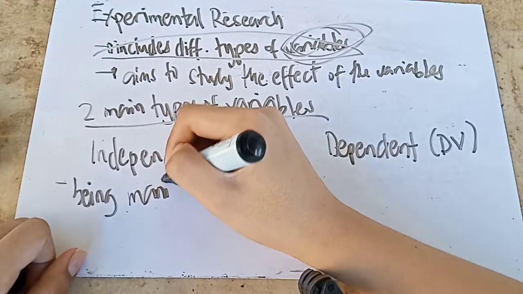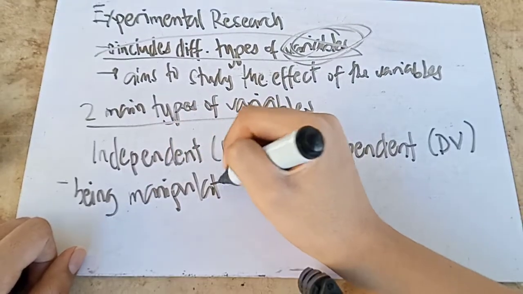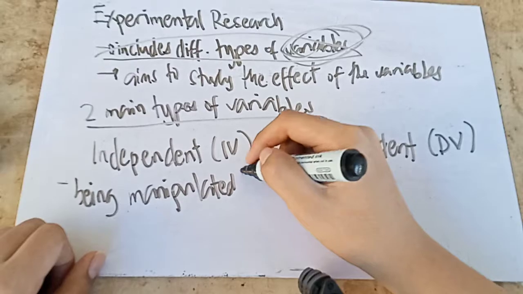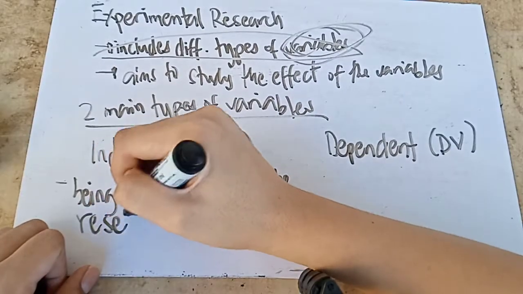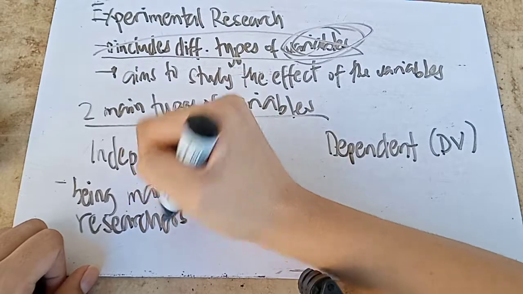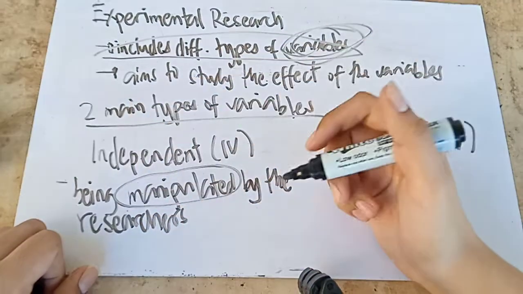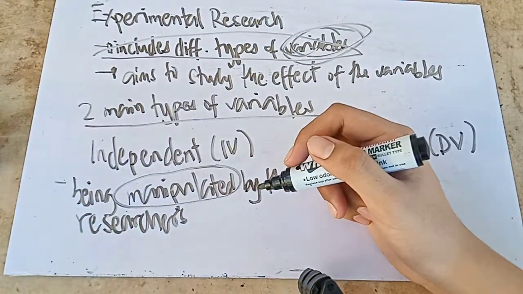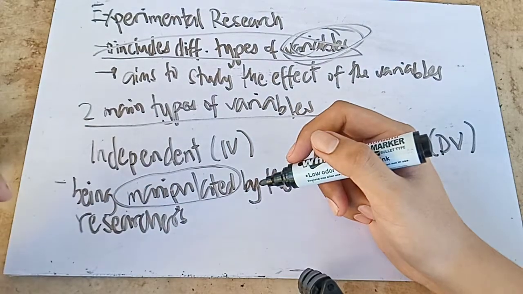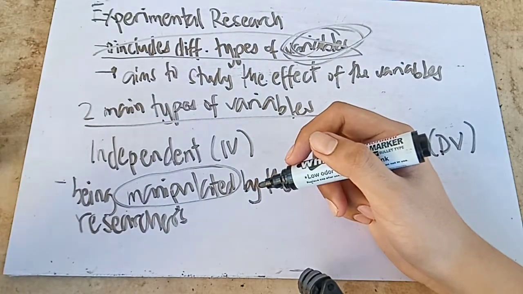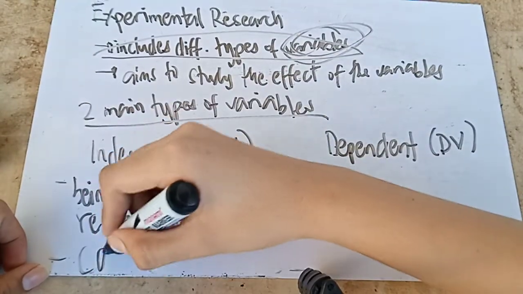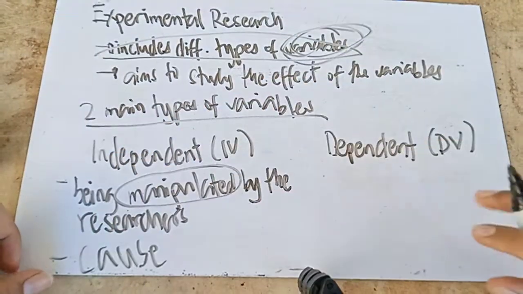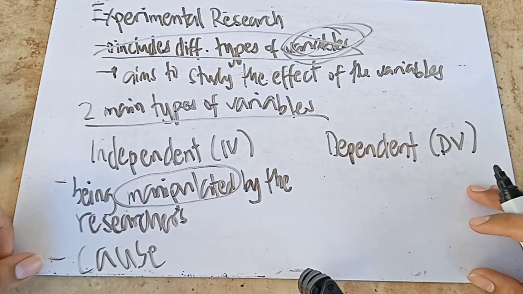So, the independent variable is the variable being manipulated. Manipulated by who? By the researchers. So, whenever we say manipulated, the independent variable can be changed. Okay? It can be changed for a specific setup, whatsoever. And it is also the variable that gives the cause. It imposes the cause. Okay?